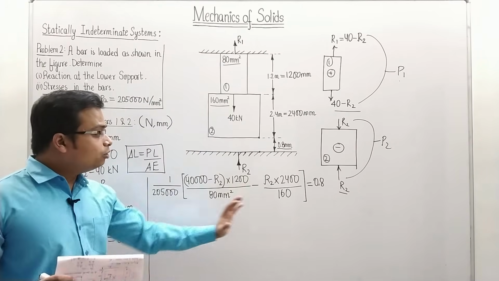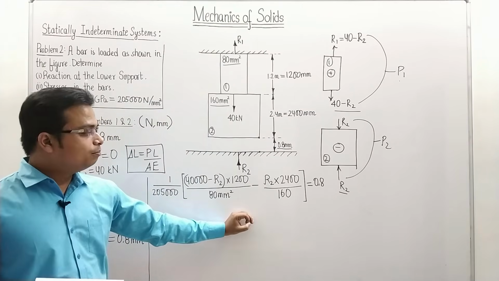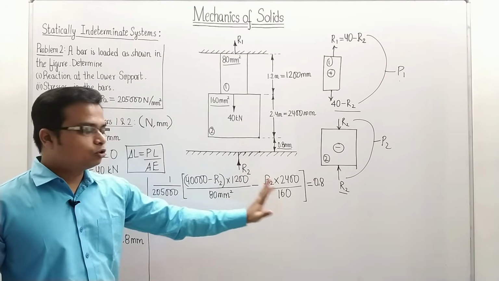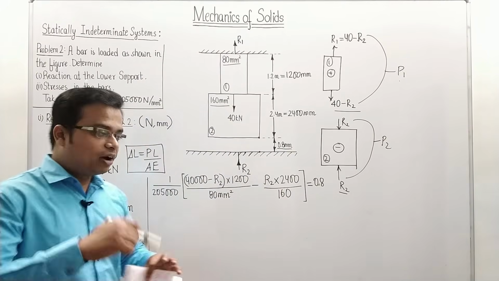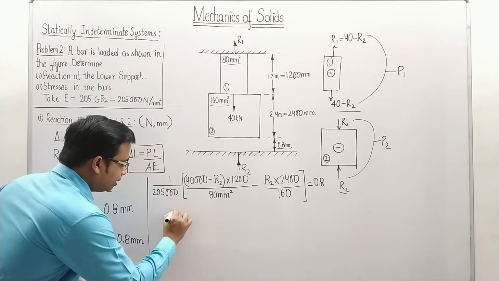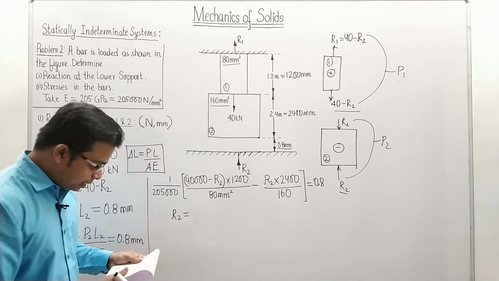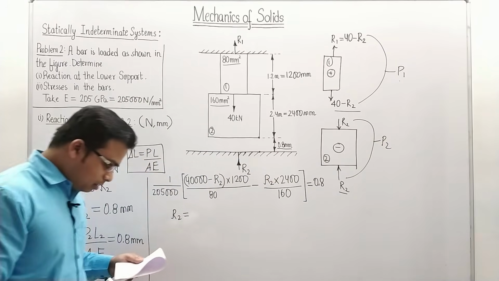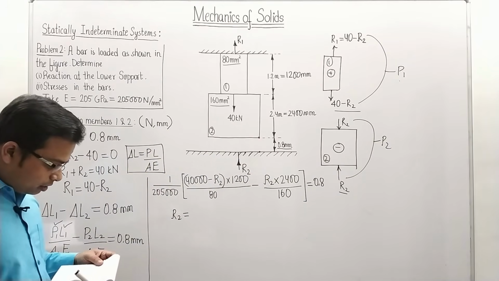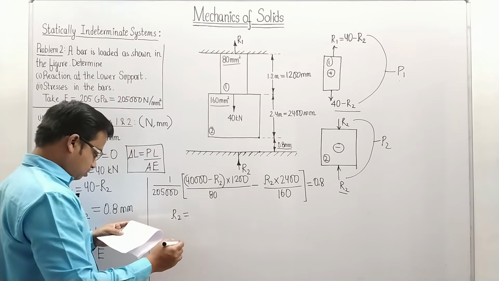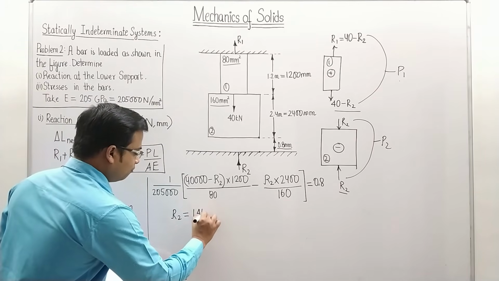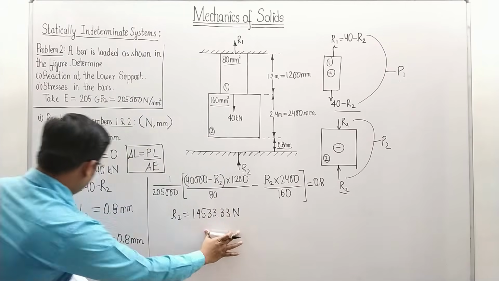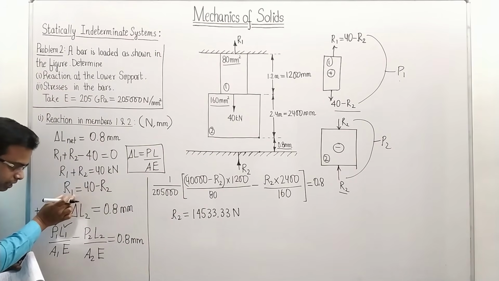So guys, this is exactly how the equation has to be framed. This is very, very simple, very basic. One equation and one unknown in the form of R2. You just have to solve this equation. The final value of R2 that we get is 145.33.33 newtons.